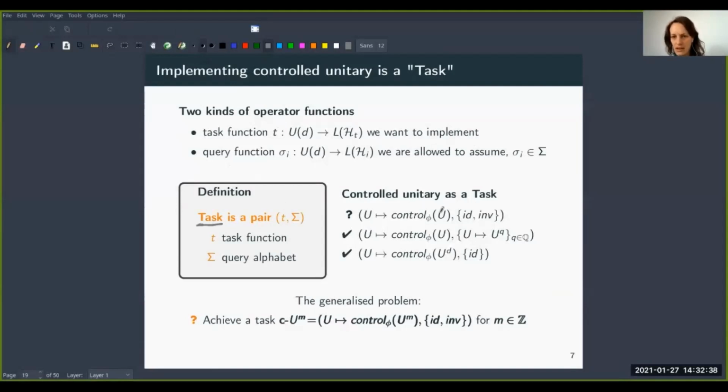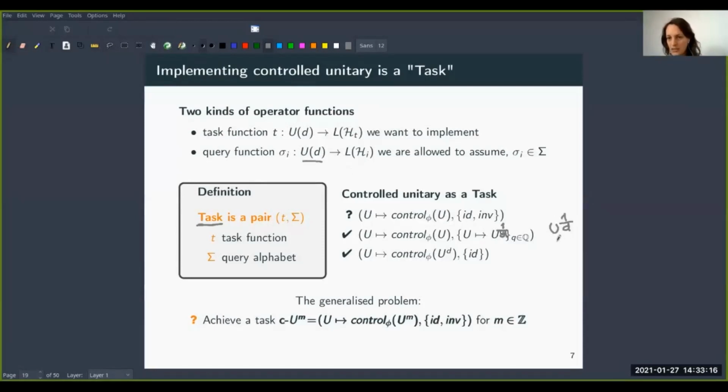Then the task that we are interested in has identity and inverse in the query alphabet, and the task solved by Dong and others has the same task function but fractional powers in the query alphabet. But note that the algorithm that they show actually uses only one type of fractional power, with multiple calls, but to only one fractional power, that is 1 over d, where d is the dimension of the unitary. So they only use queries to the d-th root of u.